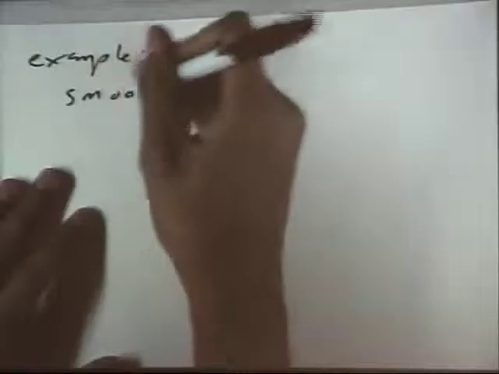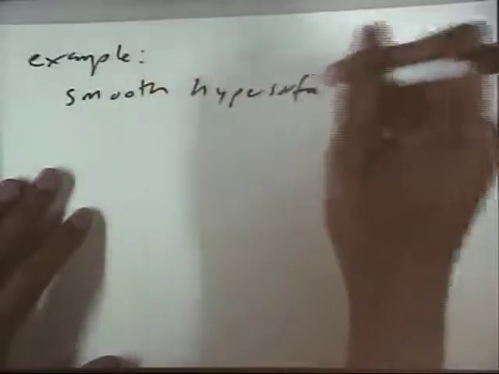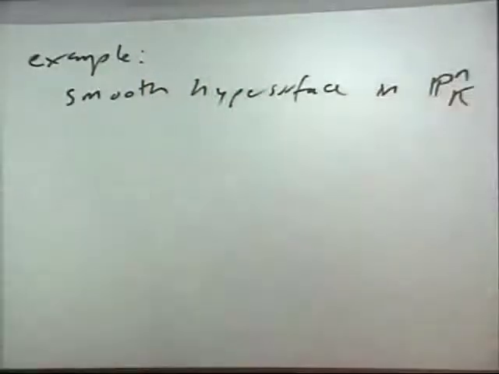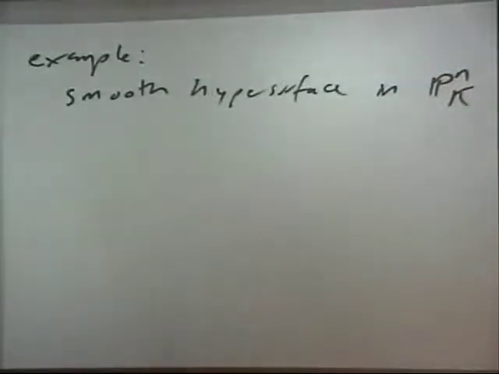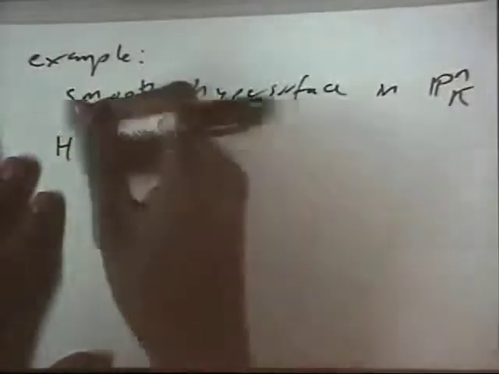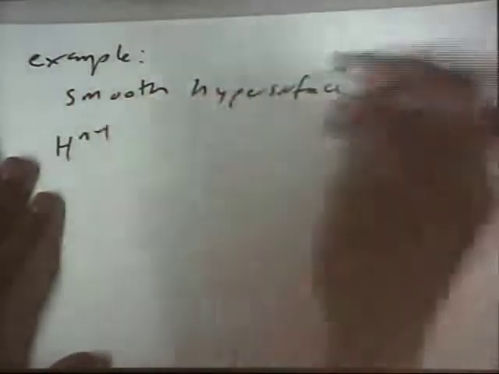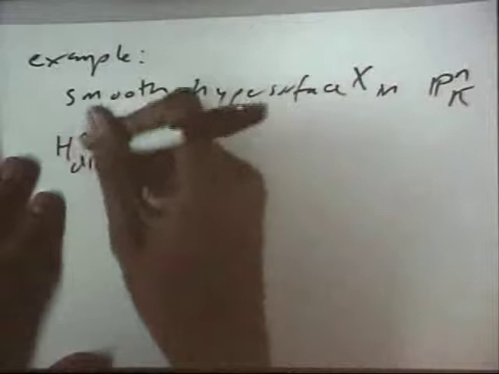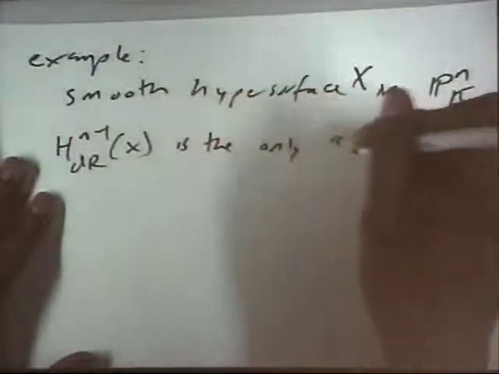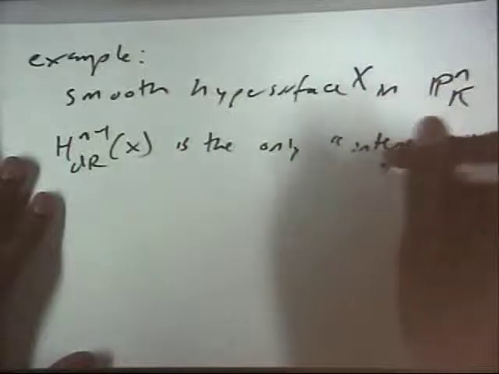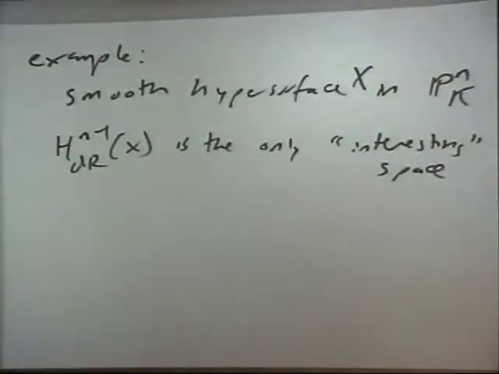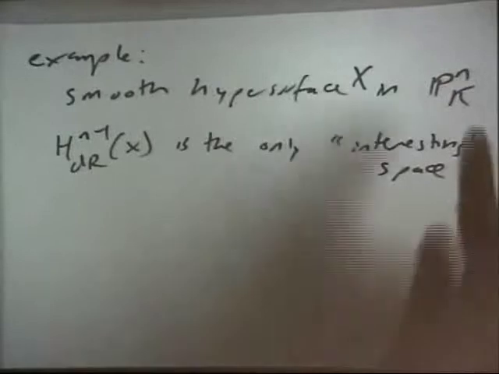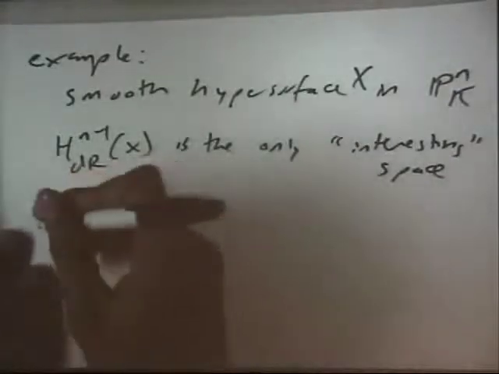Another example, if you take a smooth hypersurface in projective space over your field K, then you can compute the cohomology. Sort of the interesting cohomology in this situation is the middle cohomology. So this thing has dimension n minus 1. So H^(n-1) of X, let's say this is X. This is the only, so to speak, interesting space, because the other ones are all determined by the Lefschetz hyperplane theorem.